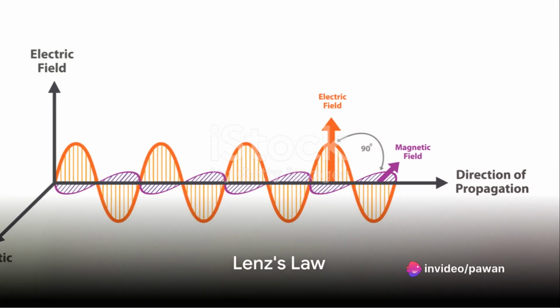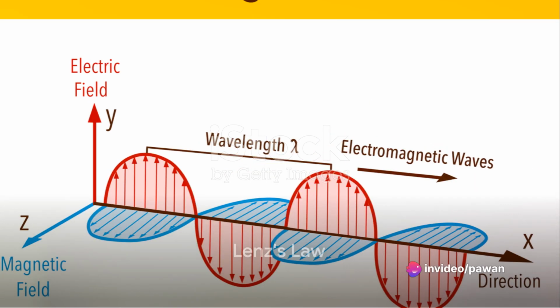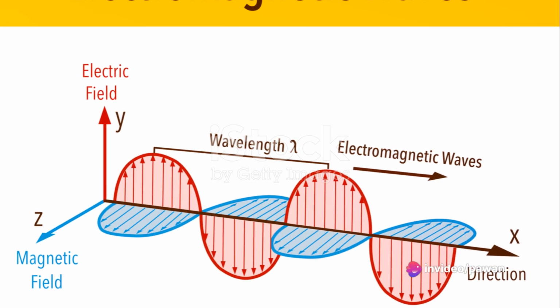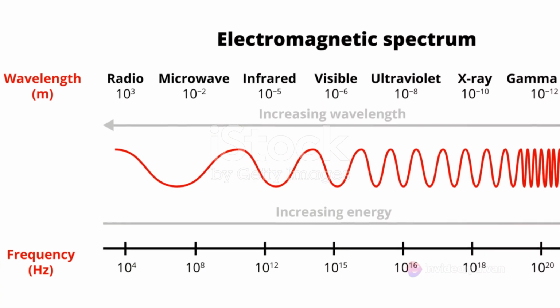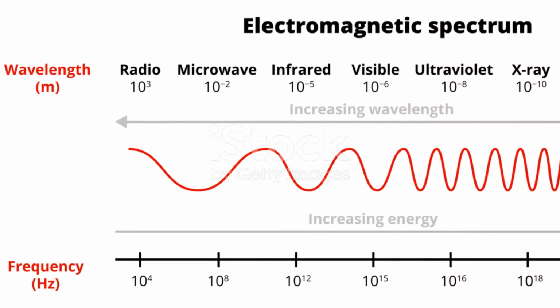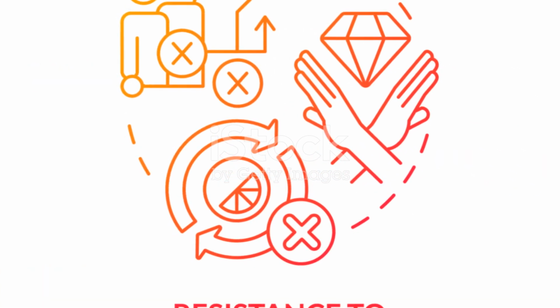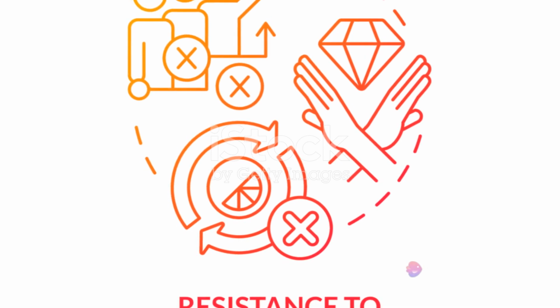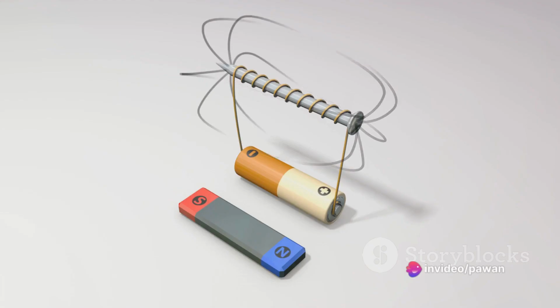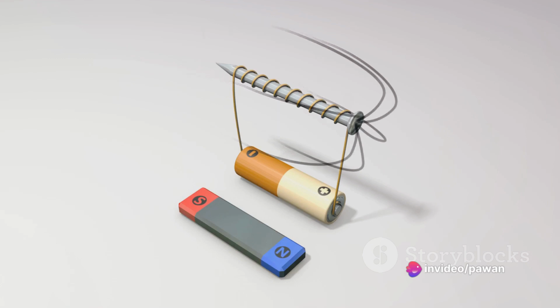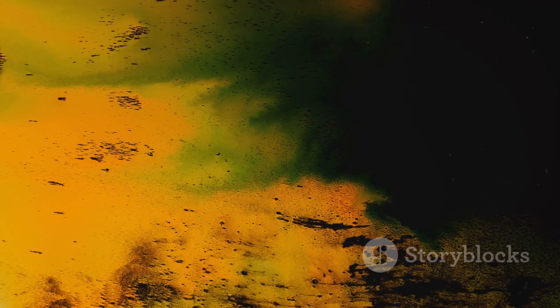Now on to Lenz's law. Named after Heinrich Lenz, this law asserts that the induced current will always flow in a direction to oppose the change in magnetic flux that produced it. In simple terms, one can interpret Lenz's law as nature resists change. If the magnetic flux is increasing, the induced current will generate a magnetic field opposing the increase. If the magnetic flux is decreasing, the induced current will create a magnetic field opposing the decrease.